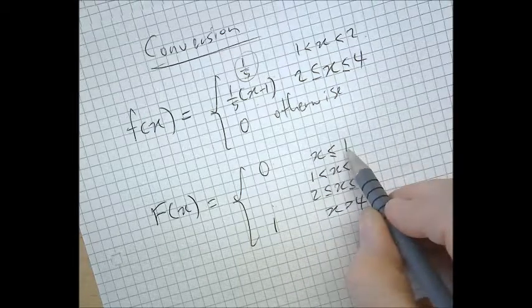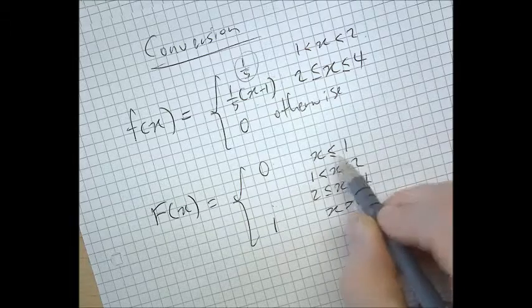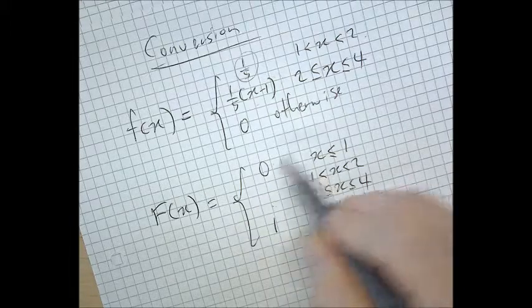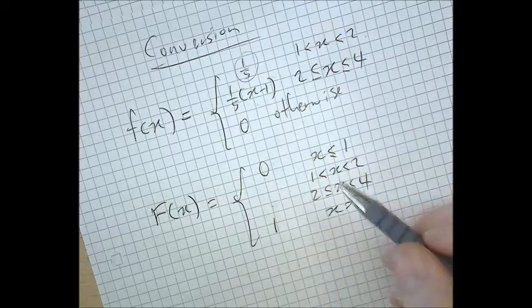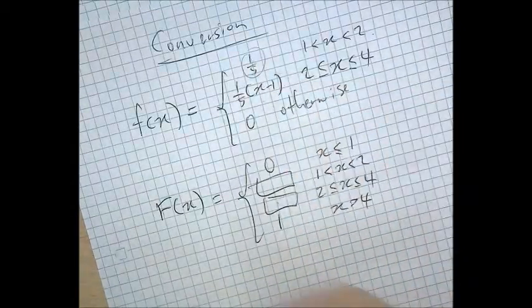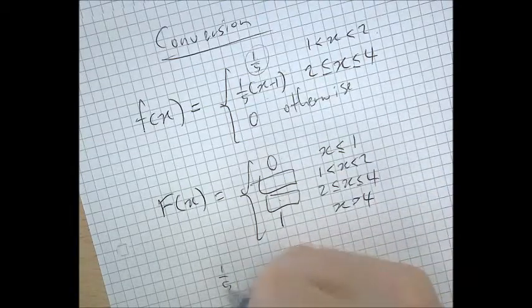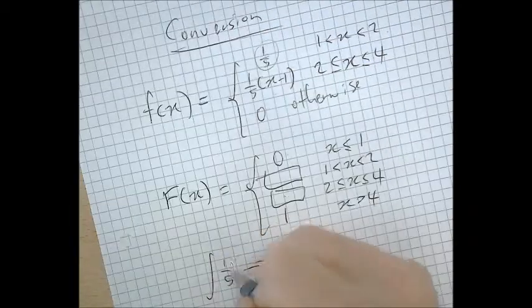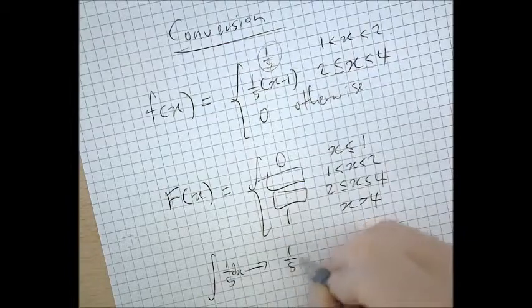In other words, when this algebra kicks out at 4, this value of 1 kicks in. Before this algebra kicks in at 1, this value of 0 is applying. Now, how do I get these 2 algebras? Just integrate these. So if I integrate a fifth, I get a fifth x plus c.